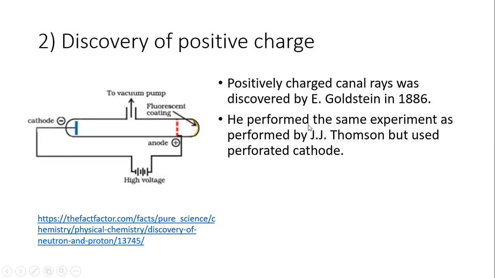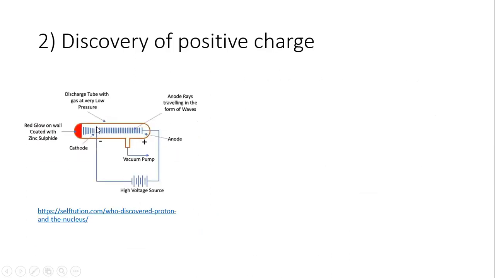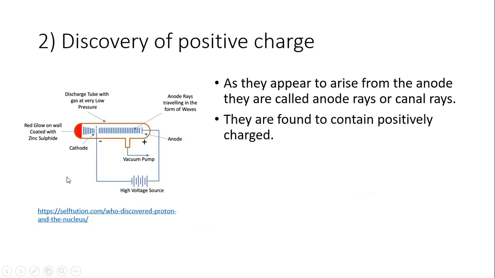Okay, so J.J. Thomson determined the electron. So Goldstein worked on the positive ray. He found that on passing an electric discharge through a gas under reduced pressure, rays containing positive particles move towards the cathode. This is a cathode. So of course he made holes in the cathode. As they appear to rise from the anode, they are called anode ray or canal ray. They are found to contain positively charged particles.